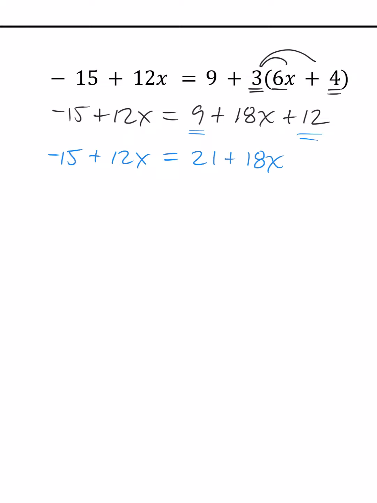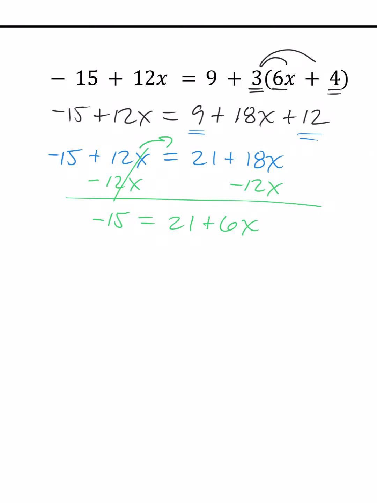All right, we want to get the x's on one side. We want to solve. I'm going to move the x's to the right. I see there are fewer x's on the left, so let's move them to the right. I want to subtract 12x to move it to the right. If I rewrite, I have negative 15 equals 21. 18 minus 12 is 6. I still have 6x.